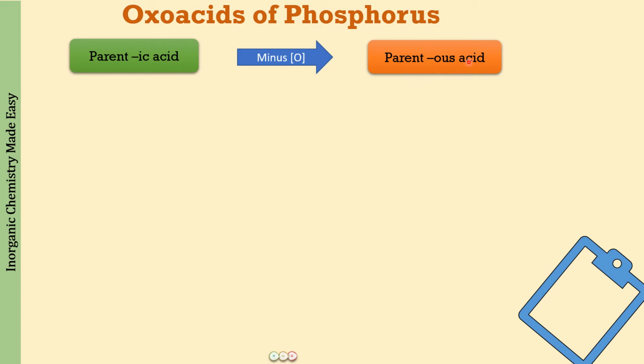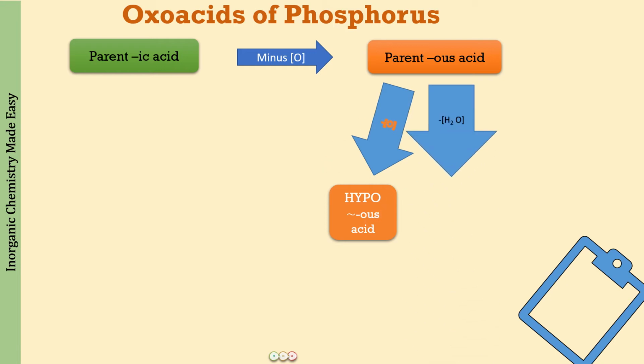Alright, so now from the per-ous acid, if I remove one oxygen, what I will be getting is a hypo-ous acid. Okay, so you have a per-ous acid, and from that, removal of one oxygen gives you a hypo-ous acid. And if you remove one water molecule from it, that is, you reduce the number of hydrogens by 2 and the number of oxygen atoms by 1 from the formula of the per-ous acid, what you will be getting is a meta-ous acid.